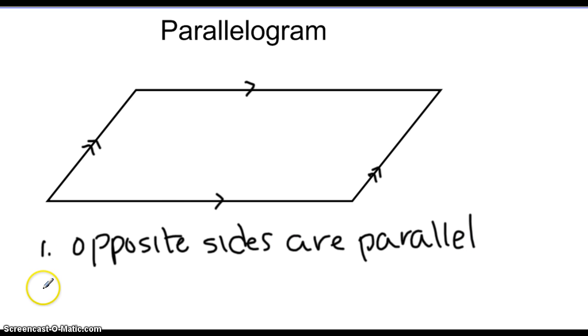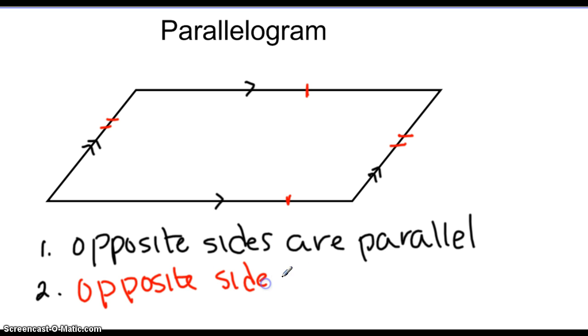The second thing that's true in a parallelogram is that the opposite sides are also congruent. So this and this have to be the same length, and this side have to be the same length. So again, I'm going to put opposite sides are congruent.